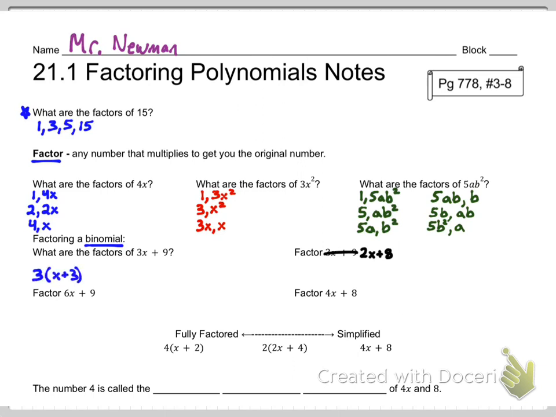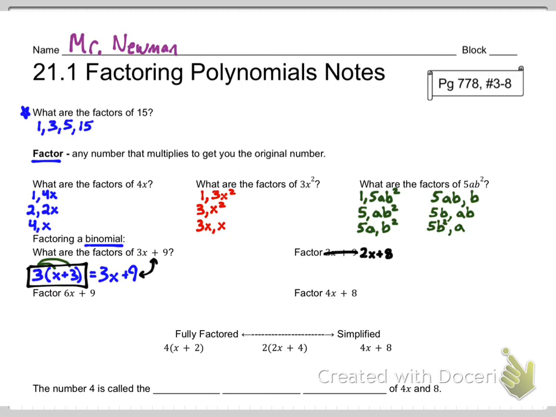What if I did 3 times, in parentheses, x plus 3? Well, let's distribute that and multiply that out and see what we get. When you distribute the 3, you get 3x plus 9. Isn't that what I just asked? What are the factors of 3x plus 9? Well, that means that 3 and x plus 3 are factors of 3x plus 9.